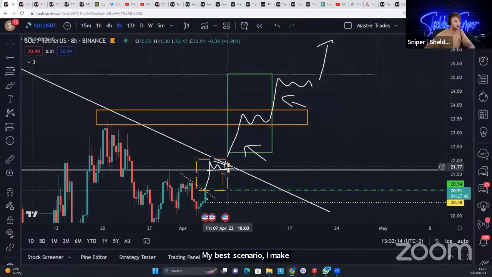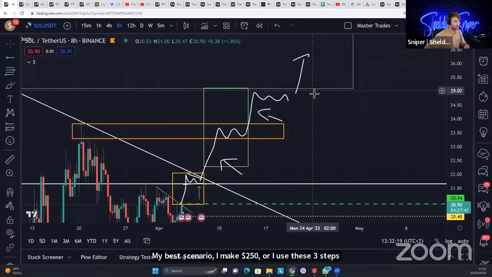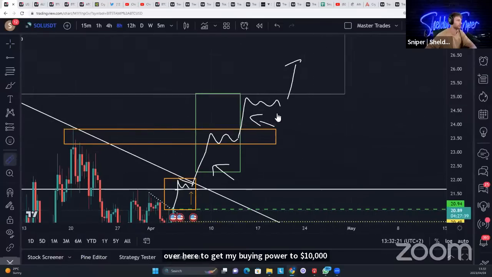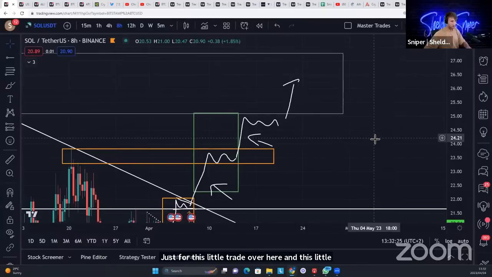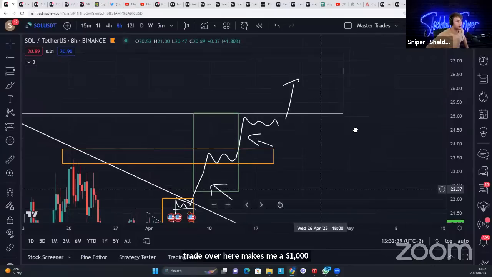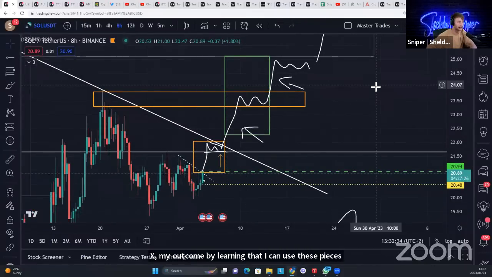Or I use these 3 steps over here to get my buying power to $10,000 just for this little trade over here. And this little trade over here makes me $1,000. Do you see how I 4x my outcome by learning that I can use these pieces as a step to get the position that I actually want?